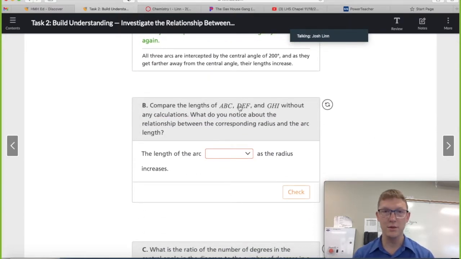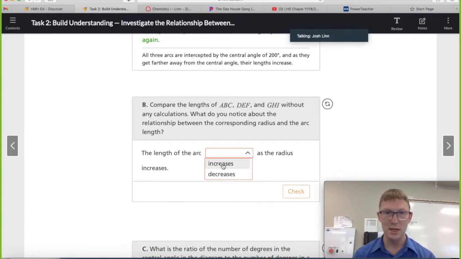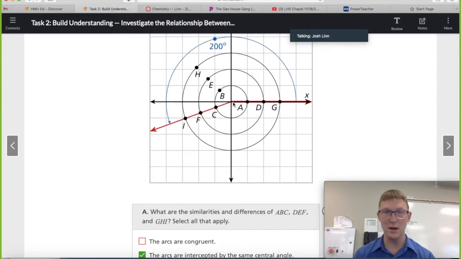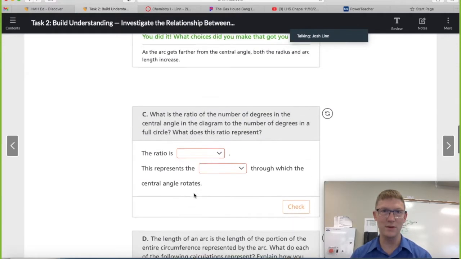So compare the lengths of ABC, DEF, and GHI without any calculations. The lengths of the arcs increase as the radius increases. Again, we can look at that, and as the radius increases from here to here, this length would get bigger. I hope that makes sense graphically or visually. So this circle is bigger than this circle, or this arc length is bigger than this arc length. So that kind of makes sense.